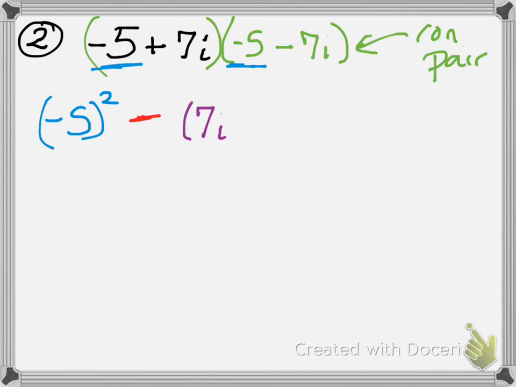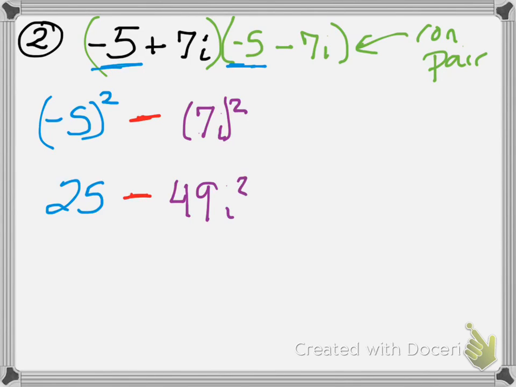So 7i squared. So -5 times -5 is a positive 25. Be careful in typing this in your calculator that you put that in parentheses, as otherwise it will not take that negative sign and square it. Minus seven times 7 is 49.